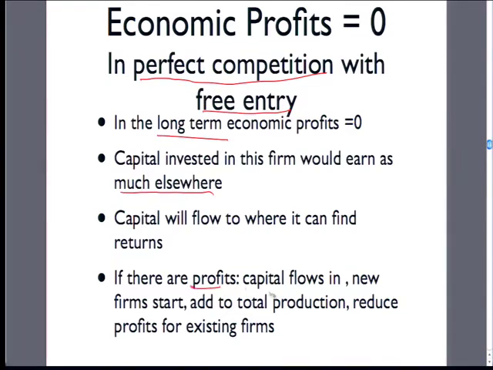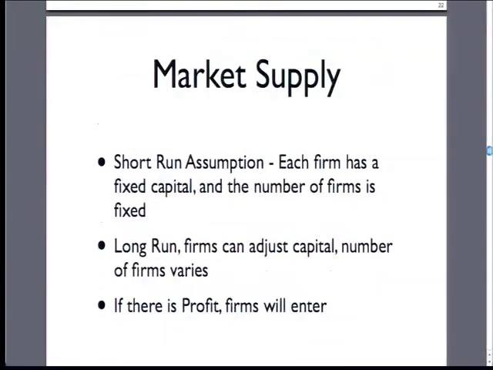So if there are profits, capital comes into the sector. We could either say new companies start, or existing companies add to production, and supply is going to increase and reduce the profits for the existing firms. So we can walk through that graphically.